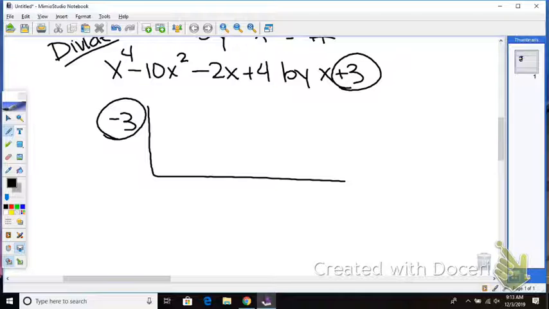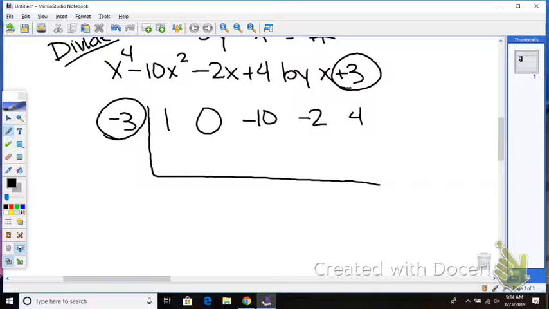So we're going to go in order. We're going to start here. What am I going to put for my first coefficient? 1. Then I don't have an x cubed, so I have to fill in a 0. That's my x cubed column. Then what do I put for my x squared column? Negative 10. And then my x column, I have a negative 2. And then the number, I have a 4. So this is how we set it up: coefficients and the opposite of whatever you're dividing by, the number part. Everybody with me?